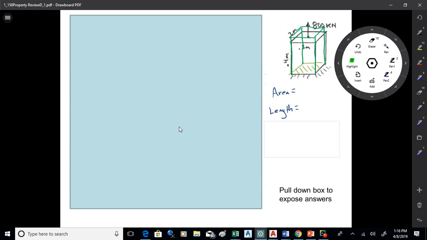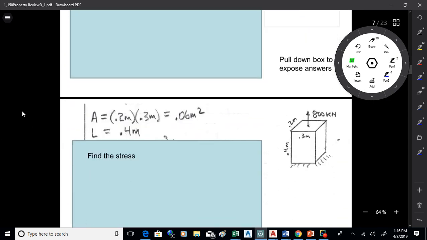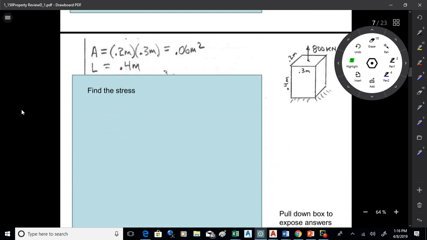We just want to get it straight. What's what on this stuff, okay? So there's the area and the length, and we want to find the stress next.